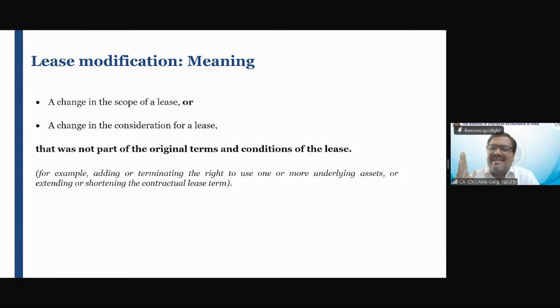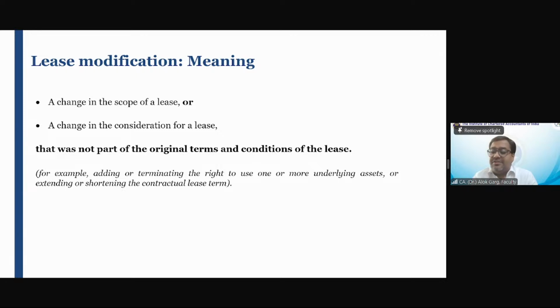Not considering the escalation was not part of the original lease contract. In the original lease contract, it was a 10% escalation every year, right? And I have also created my right of use asset as per the original terms and conditions. After 2 years, when I requested my landlord and he agreed not to increase the lease rental, in this case there is a change in the consideration of a lease. Whatever I have estimated and agreed versus what I'm paying, there is a change, right? This is considered as a change in the consideration of a lease.